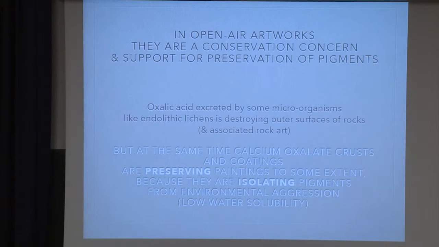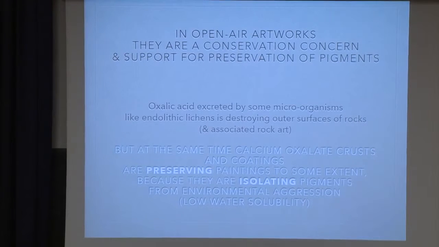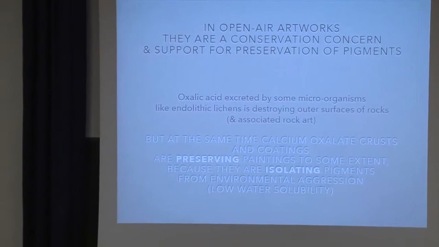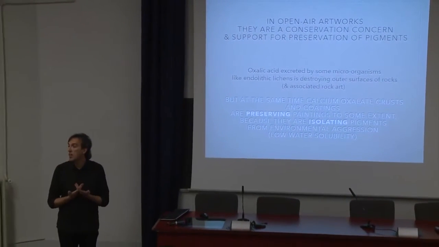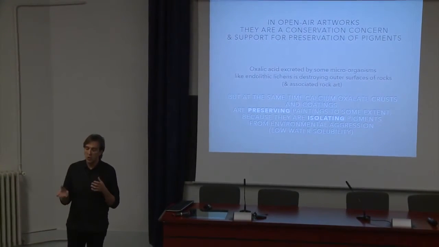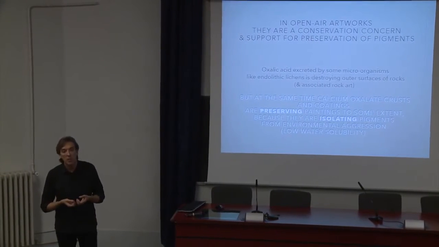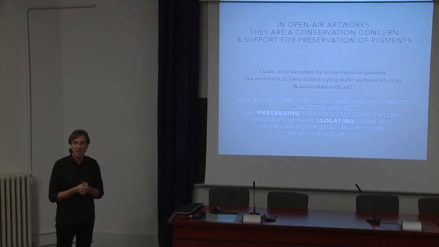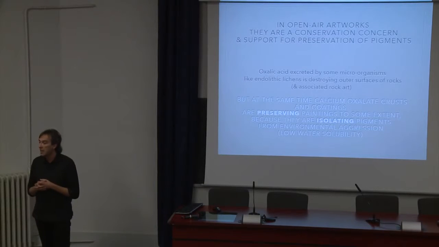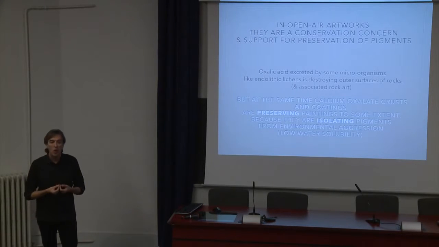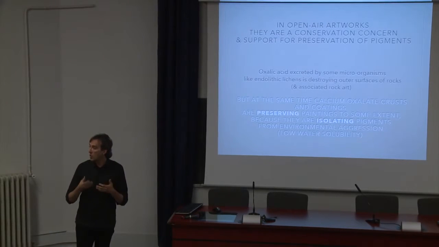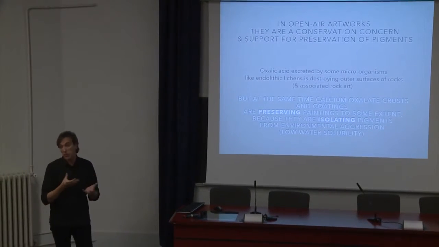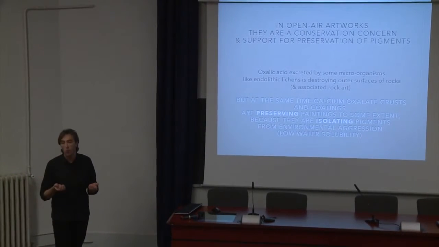As archaeologists, we have a twofold relation with oxalate crusts. On one hand, they represent a conservation concern because they used to be associated with some kind of lichens, for example endolithic lichens, that excrete oxalic acid that destroys the outer faces of walls. And in consequence, they are destroying the rock art that is preserved on those walls.